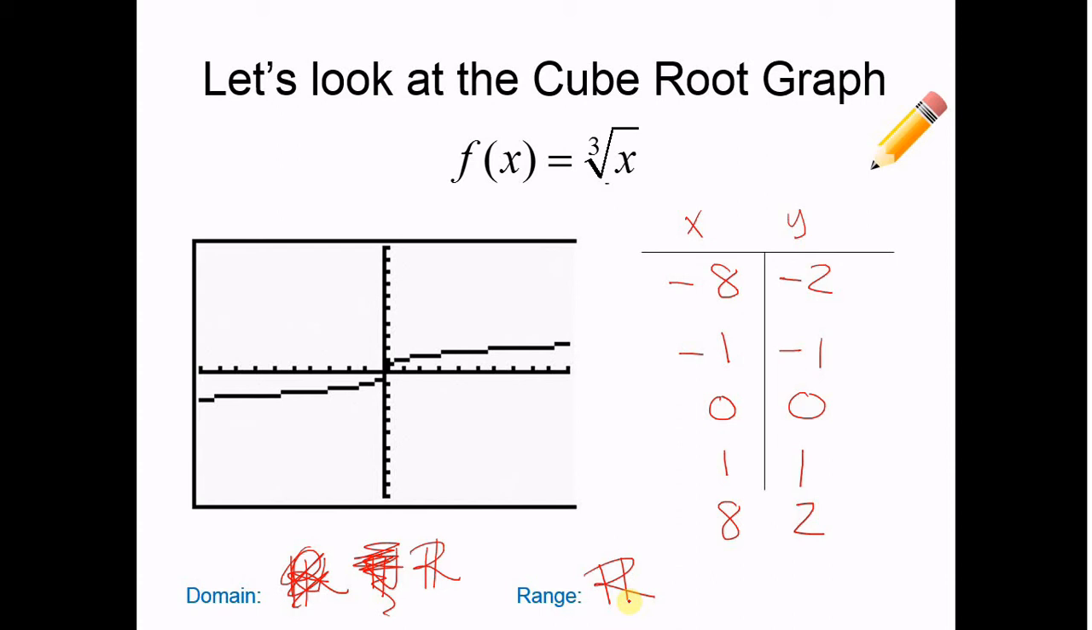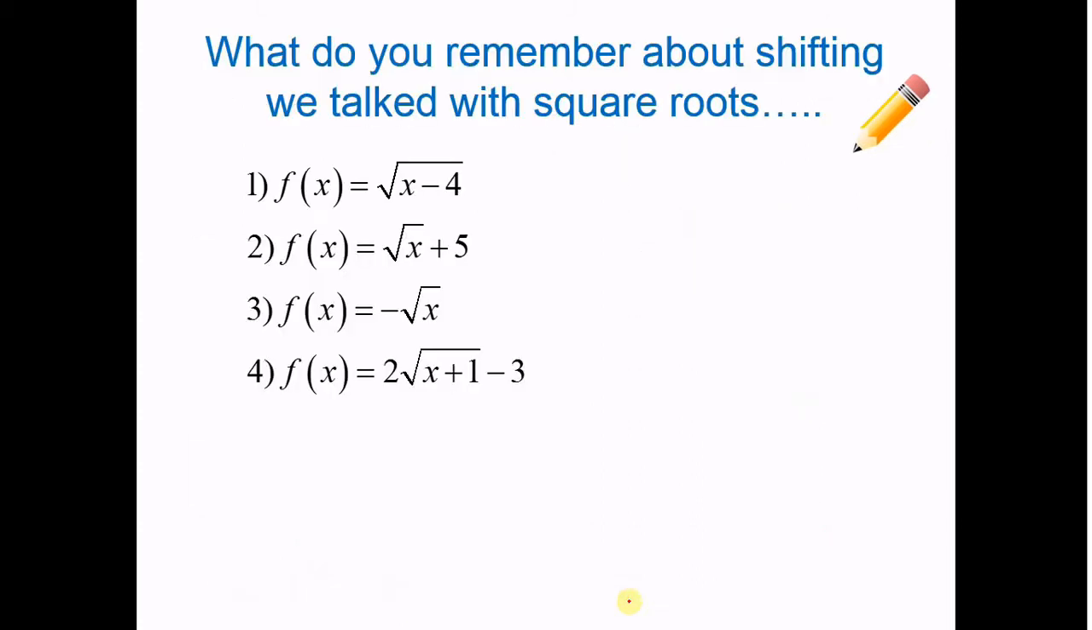Just like when we had parabolas, we always said all reals for domain. So this one is all reals for both domain and range. That's only for cube roots though.